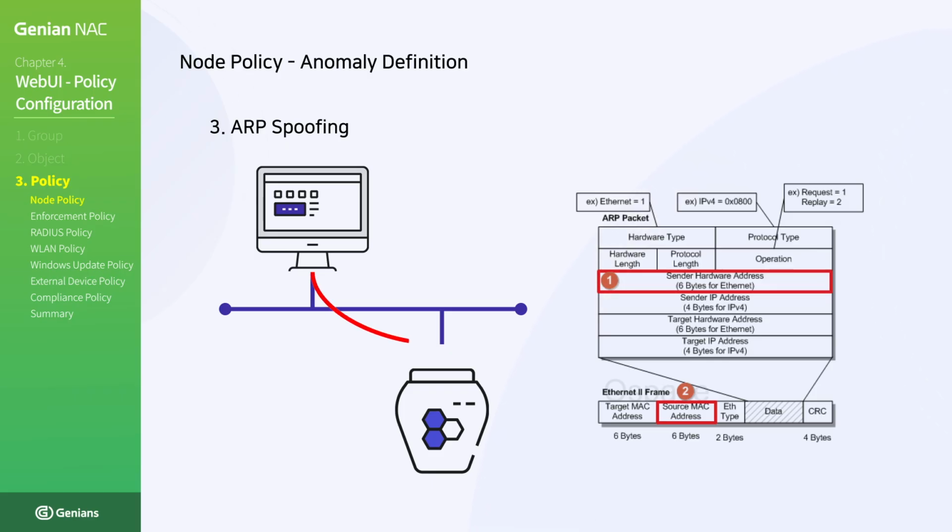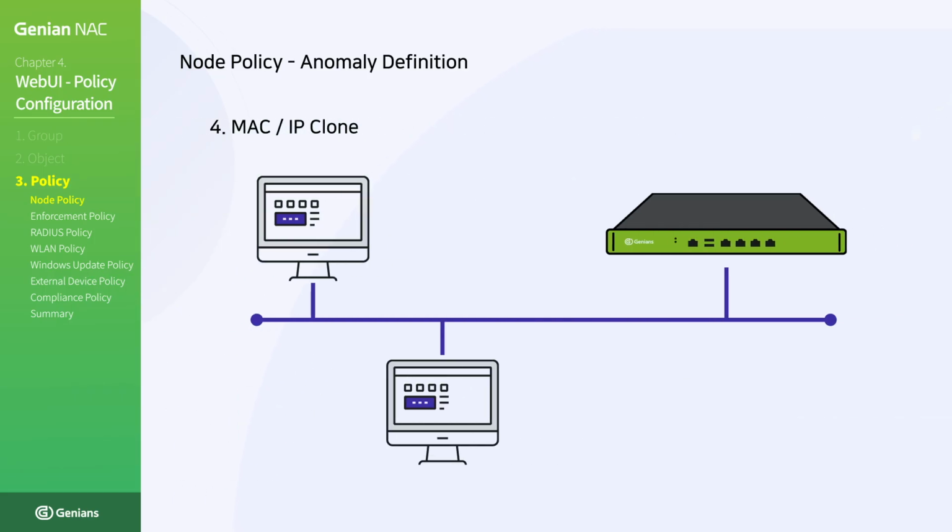The ARP spoofing detection event utilizes a honeypot configured in NAC. It detects requesting devices by identifying discrepancies where the source MAC address in the Ethernet frame differs from the sender MAC address in the ARP request. The fourth event in Anomaly definition offers the capability to detect MAC IP cloning.